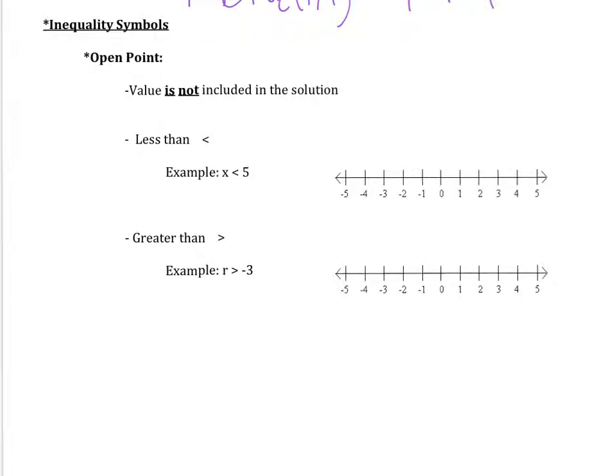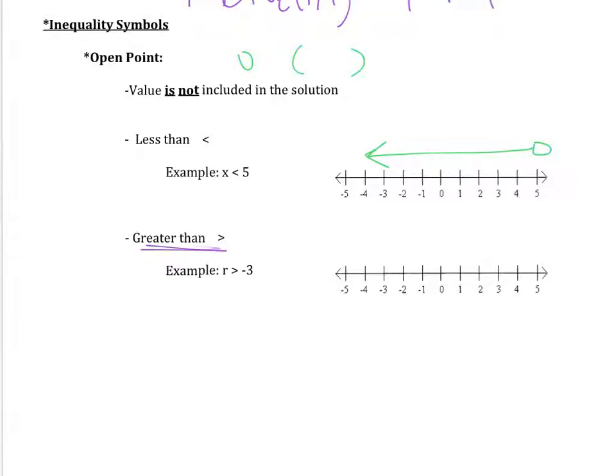So we're going to look at an open point. This is the value that is not included. Think about when we did domain and range. When we had an open point, that got parentheses, it was not included. So for an example of less than, x is less than 5, we're going to have an open point at 5 because it's less than. And since x is less than 5, we're going to draw an arrow to the left. Everything to the left would be less than 5.